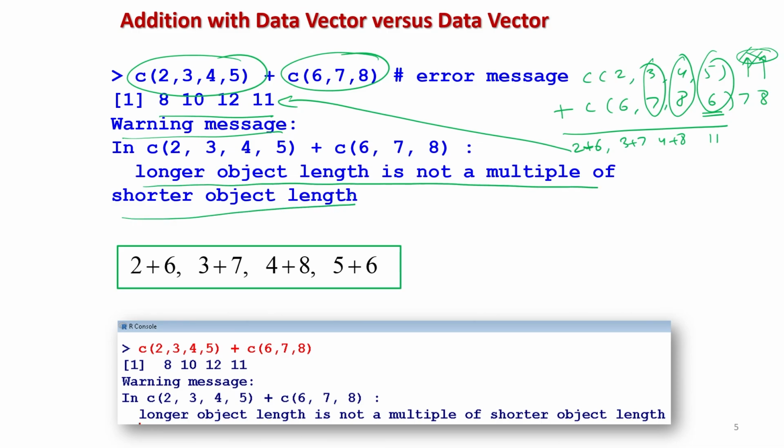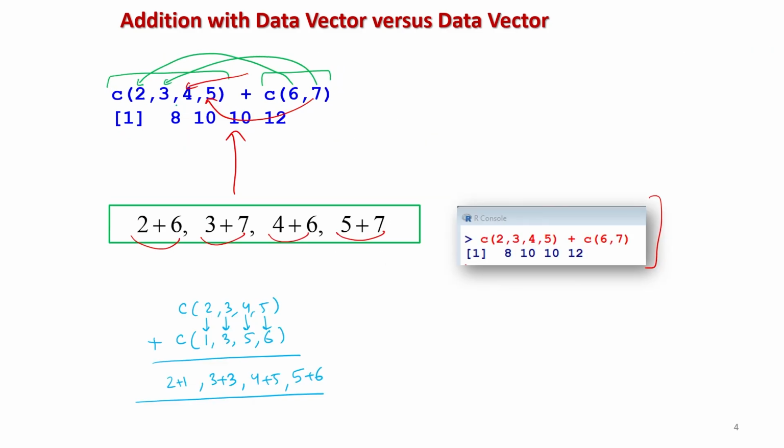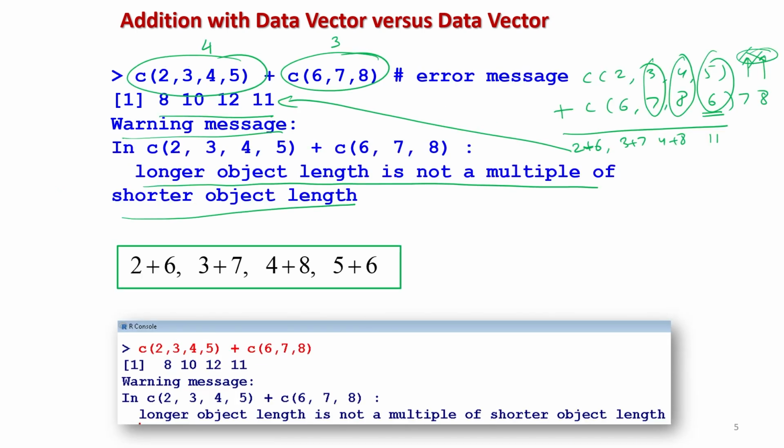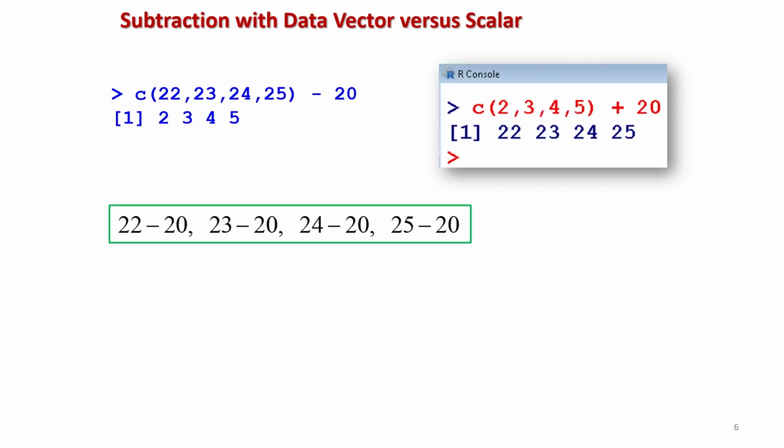shorter object length. For example, the length of the first data vector is 4 and the length of the second data vector is 3. So 3 is not really a multiple of 4, whereas in the earlier case the length of the first data vector was 4 and the length of the second was 2, and 2 is a factor of 4. This is what is meant by the statement that the longer object length is not a multiple of the shorter object length. So this is how the operation goes on, and here is the outcome, right.